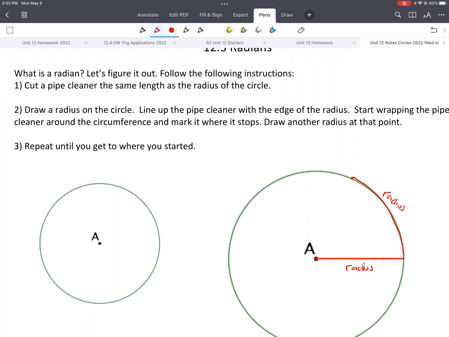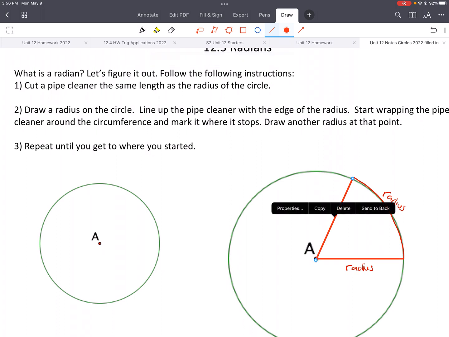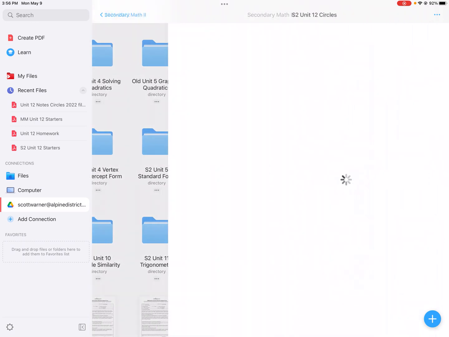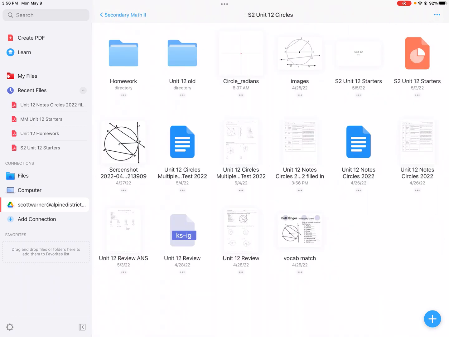And then I asked you to put a point there and then connect those together back to the center. And then we would do that again and again. Okay? And I think maybe a better way to explain this, and I'm not sure if this will show up very well, but we'll see how this goes. Okay, where was it? Circles, and then radians.